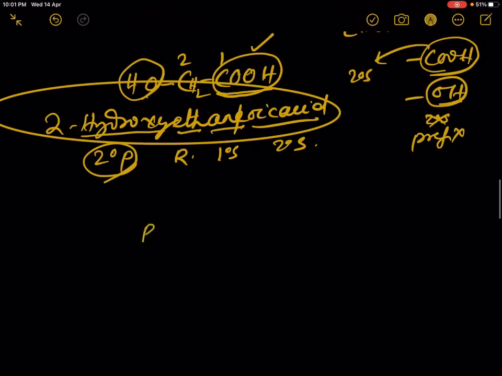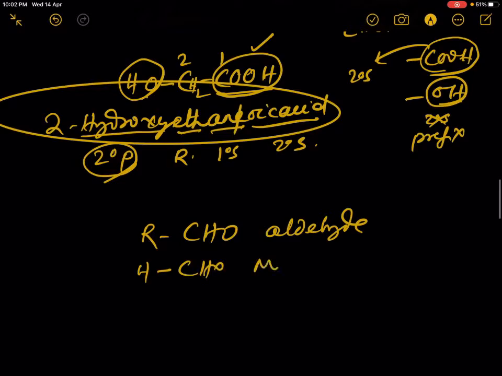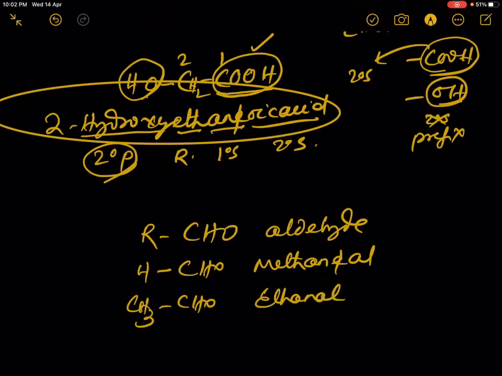You see, this is RCHO. This is an aldehyde. If R is H, then this is methanal. If it is CH3CHO, then this is ethanal. Eth, an, al for CHO.